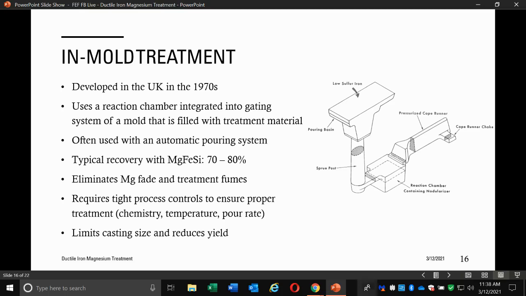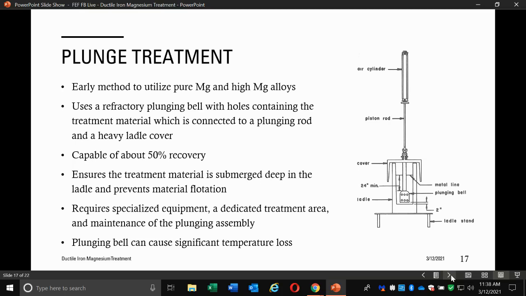The plunge treatment is one of the first methods developed to use pure magnesium as well as higher magnesium alloys. It uses a ceramic bell filled with treatment materials that is attached to a plunging rod and lid that will close when the bell is submerged. This prevents flotation and controls some of the violence. Plunge treatment does require specialized equipment and a dedicated treatment area since it uses pure magnesium, and the mass of the plunging bell can cause a significant temperature loss.